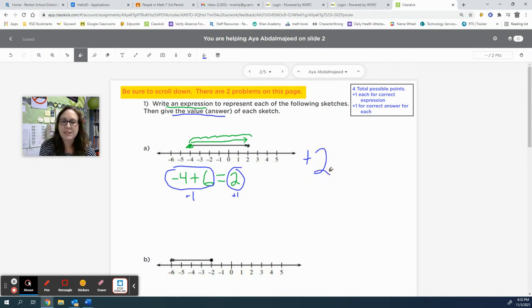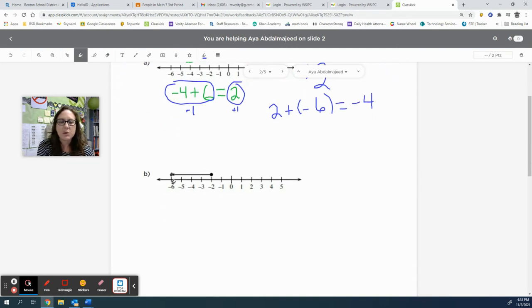Now some people, they did it backwards. They started here. They said it was 2 plus -6 equals -4. Now, it was a little bit difficult to see that arrow, but I don't think it was that difficult. So if you wrote it backwards, I gave you 1 point, but I didn't give you the full 2 points, right? So with B, it starts at -2.